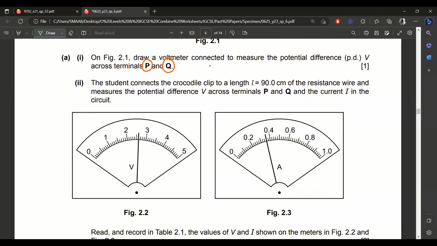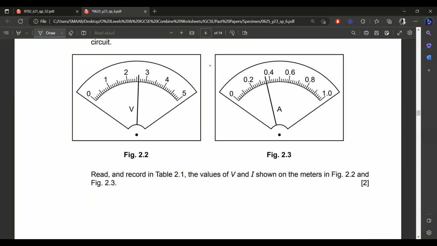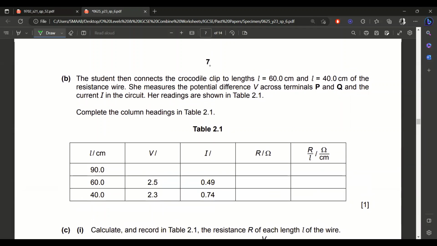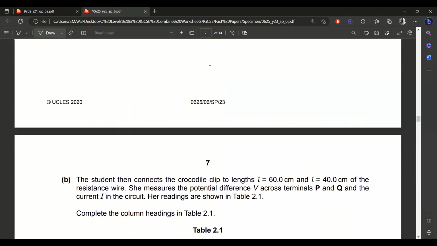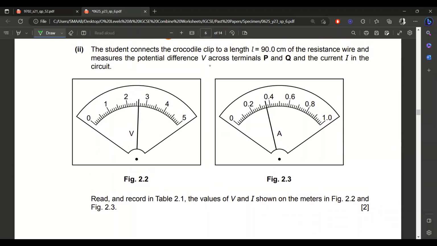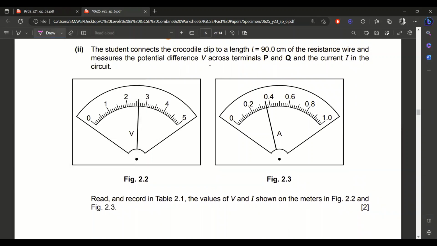And the next part: the student connects the crocodile clip to a length L of 90 centimeters of the resistance wire and measures the potential difference across P and Q and the current I in the circuit. Read and record in table 2.1 the values V and I shown on the meters. Where is table 2.1? So here is table 2.1. We have to read and record the values. First of all, if we read the value from the voltmeter, what value are we getting? 2.6. Okay, so 2.6 from the voltmeter.